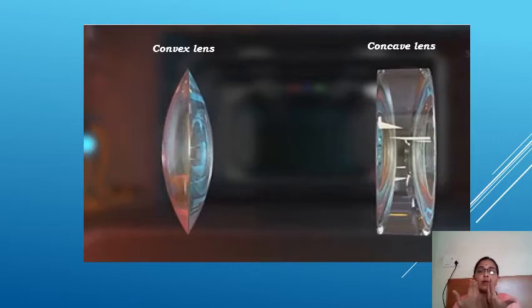Okay, so in the concave lens, the middle part is thinner, the edges are thicker. Convex lens, the middle part is bulgy, and the edges are thinner. Actually these are parts taken from two spheres. Now if they are taken from two spheres, let us talk about the related terms with them.